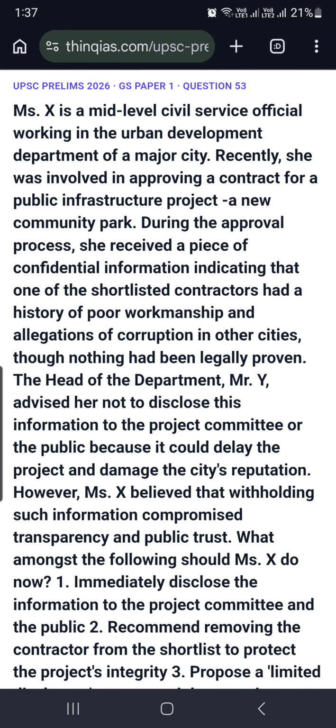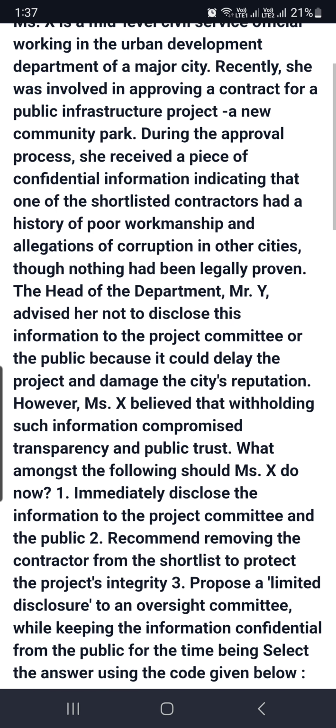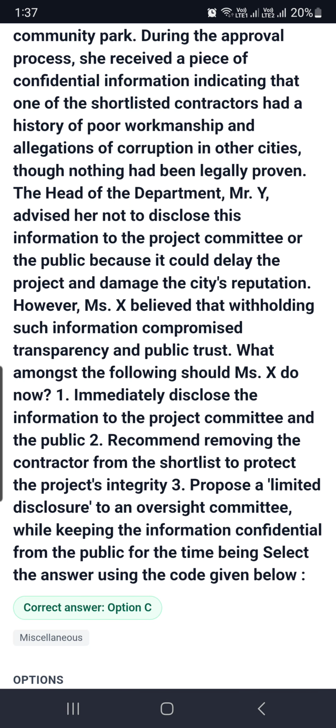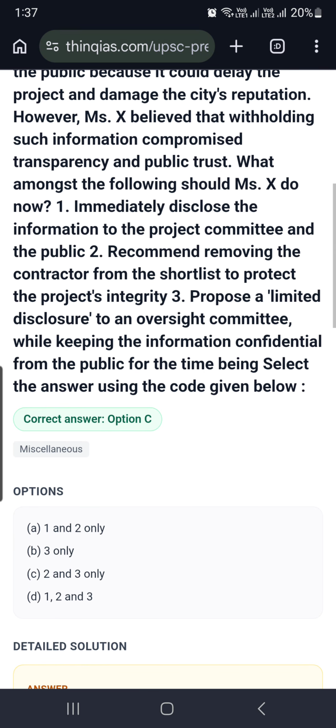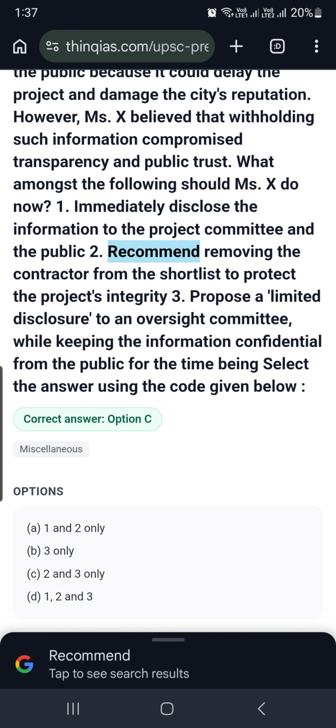So this is the next question. Which says: a mid-level civil services official working in the urban development department. It is an ethics question. Please read the entire question. In this, there are 3 options given. What should be done? And UPSC has said that the second option is not to be followed, which is recommending removing the contractor from the shortlist to protect the project's integrity.